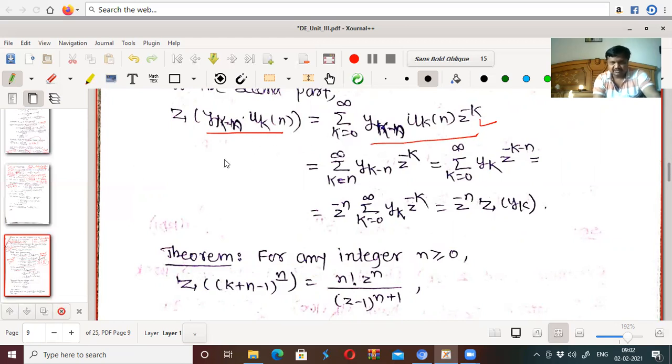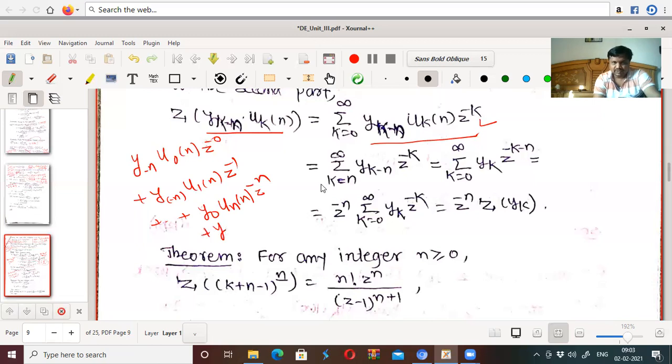If the replacement is not there, actually the first term is, for k equal to 0, y(minus n) u(0 minus n) z to the power minus 0, plus y(1 minus n) u(1 minus n) z raised to minus 1, plus up to, put k equal to n, y(0) u(0) z raised to minus n, put k equal to n plus 1, you will get y(1) u(1) z to the power minus n minus 1 and so on.